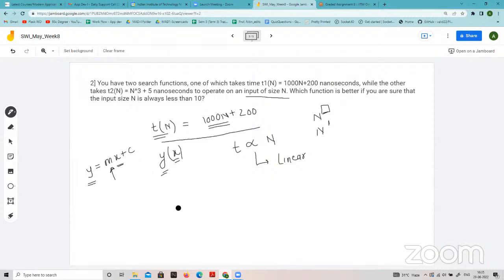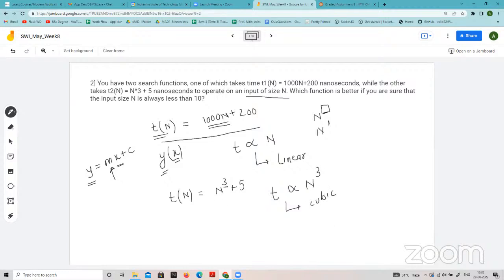All right, similarly if I see the t2 function, it equals n cube plus 5. So what is happening here? In n cube plus 5, as I said, the power of n specifies what type of function it is. Here the power of n is 3, so I will say that my time is directly proportional to n cube. If it is directly proportional to n cube, I cannot call it linear. I can call it cubic. This is a cubic function.